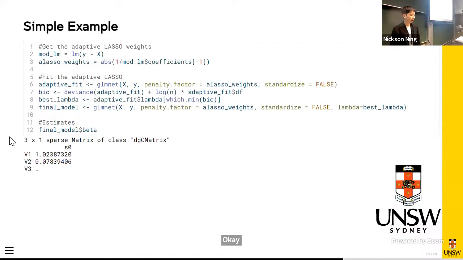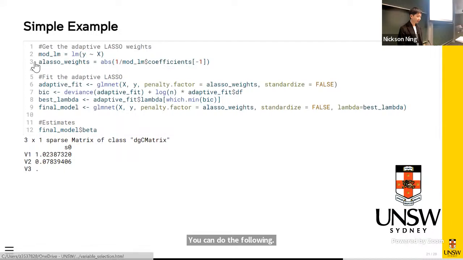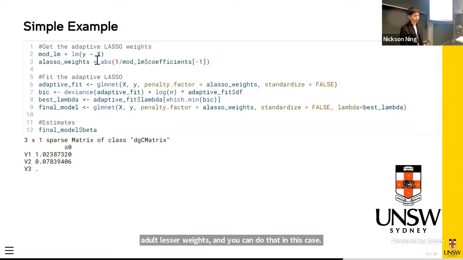Okay, so in this slide, I just generated some data. And to apply the adaptive lasso, you can do the following. First, you want to get the adaptive lasso weights, and you can do that in this case by doing just the least squares fit of your responses to your covariates, and then taking the absolute value of 1 over the slope coefficients from that least squares fit. And then you can fit the adaptive lasso using the glmnet function in the glmnet package.